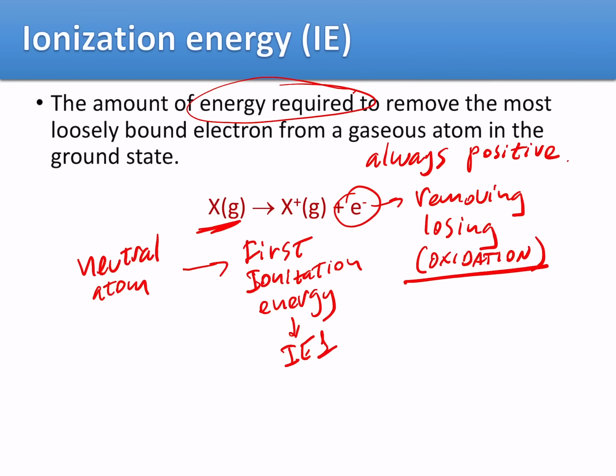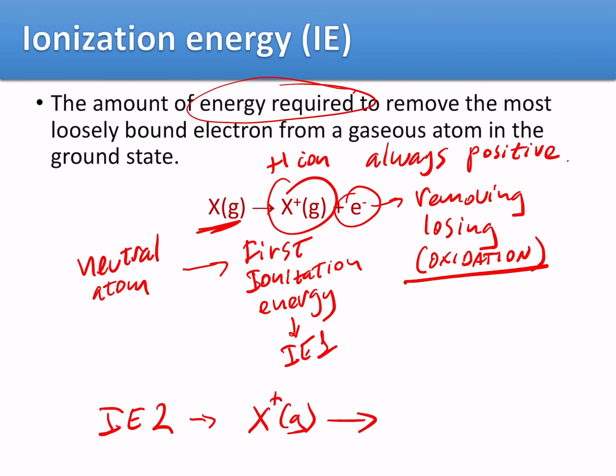Now you can keep removing electrons from the atom. The second electron that you're removing, you are removing from what you were left with after removing the first one. This is the +1 ion. The second electron, you are actually removing from the +1 ion. So the second ionization energy is your +1 ion in the gas phase losing an electron and forming a 2+ ion, also in the gas phase.